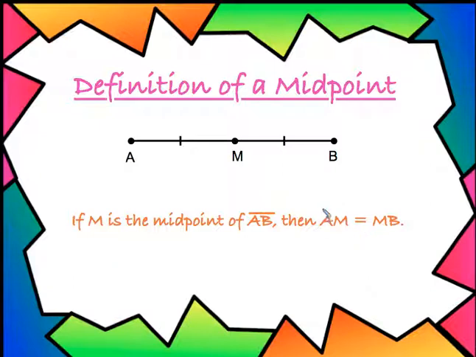Definition of a midpoint is only possible if you have a midpoint. It makes these 2 halves congruent because the midpoint is exactly in the middle.